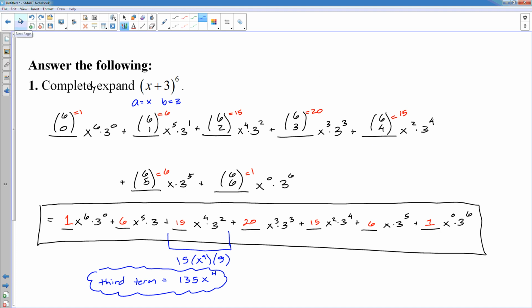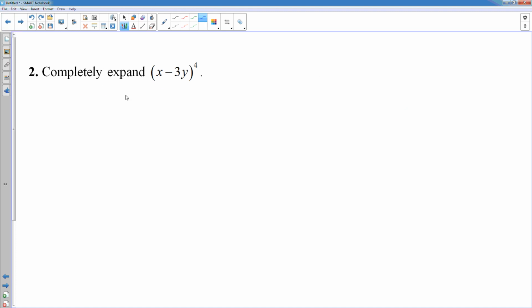So let's do another expansion. Completely expand x minus 3y to the 4th. And this one you have to be careful because my second term, it's x, but then it's minus 3y. You need to include that negative as part of the second term. So b is actually going to be negative 3y. My first term, a, is just x.